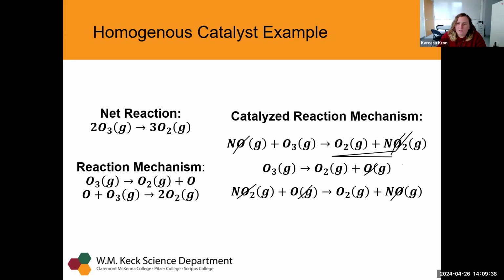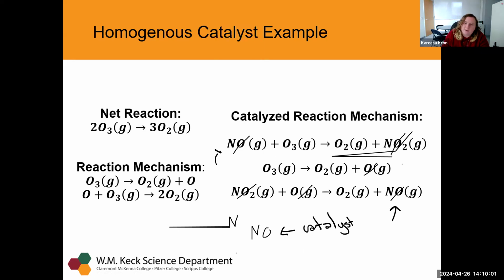And the only difference for these is that in this system, I've explicitly included this NO catalyst, which is there at the beginning of the reaction and present at the end of the reaction. And so I've crossed them out here because they don't affect the net reaction. They are just serving as catalysts.